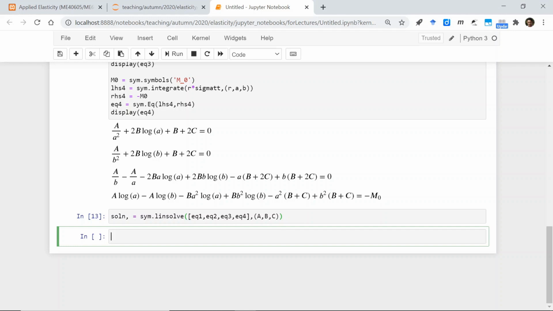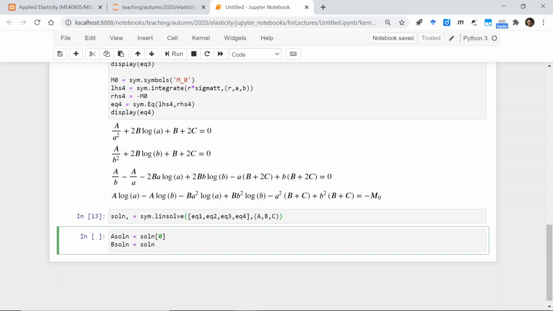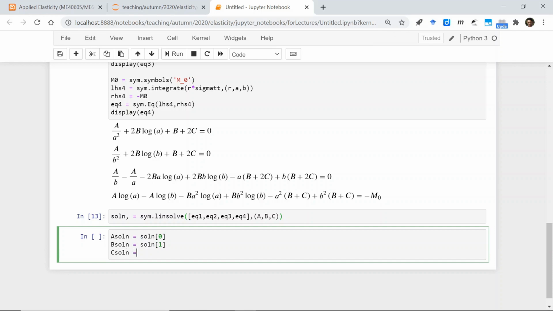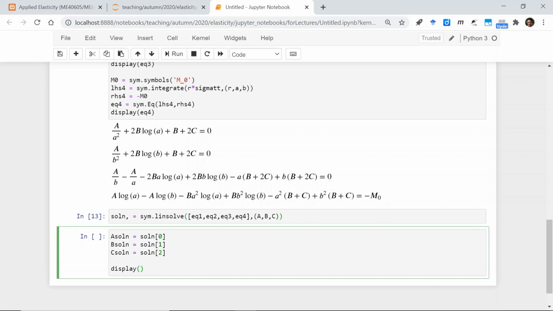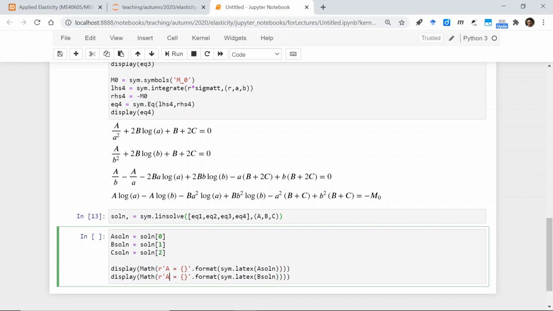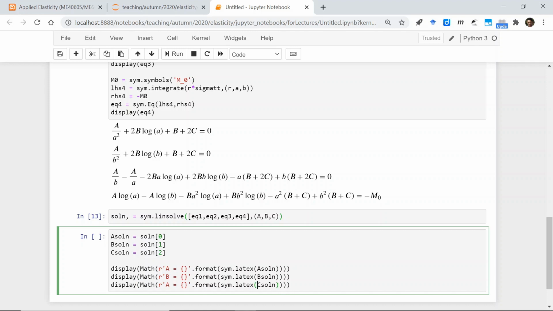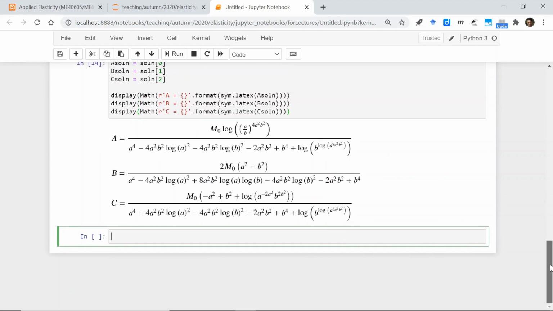So we can extract the solutions into some variables like this. A solution is equal to solution index 0, B solution is equal to solution index 1, and C solution is equal to solution index 2. All right, so we can display these things in a nice fashion again. It is quite repetitive in nature, but the end result is nice. As you can see, these are quite long expressions.